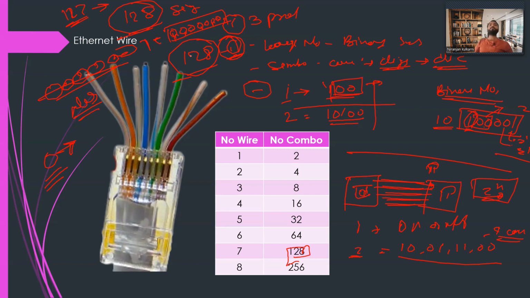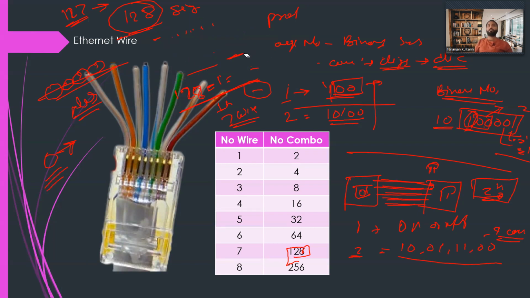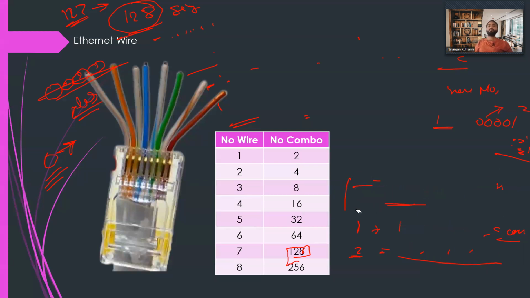Now if you see over here, like 127, I need to minus 1. Sorry, 128 minus 1, 127. So I am able to provide 127 different combinations with the help of 7 wires. Now I just want you to understand a few more concepts over here, because this is very important. If you can understand these things, then maybe you can see. Just allow me a second.